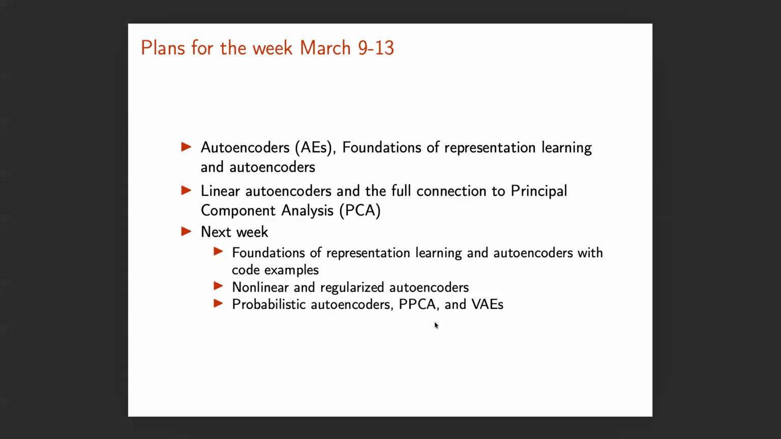Now, today, we are also going to try to catch two birds with a stone. And we are going to bring in a very popular unsupervised learning method, which is called principal component analysis. And autoencoders can actually be viewed, when we have a linear transformation, as a linear autoencoder, which is then fully connected to principal component analysis.